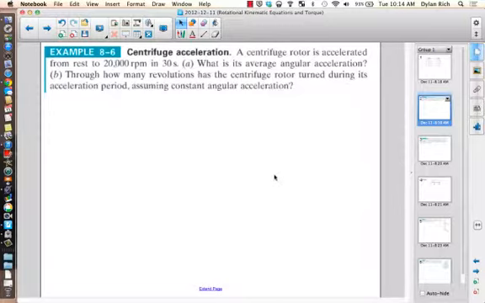Now, a centrifuge rotor, its main purpose is to spin things really, really fast, and it's using centrifugal force in order to basically create a false gravity. If you ever read science fiction, or even go to NASA's website.